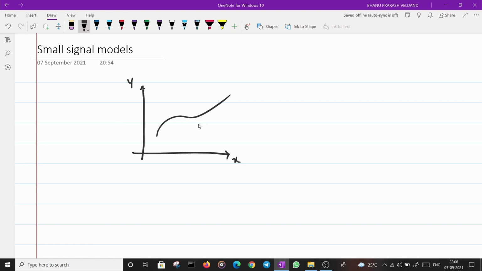This video is about revising the small signal circuit. Suppose you have a curve y as a function of x, and if I am asked to do some approximations about it and linearize it, I would just make a tangent at this point and use that y is equal to mx plus c around this operating point.